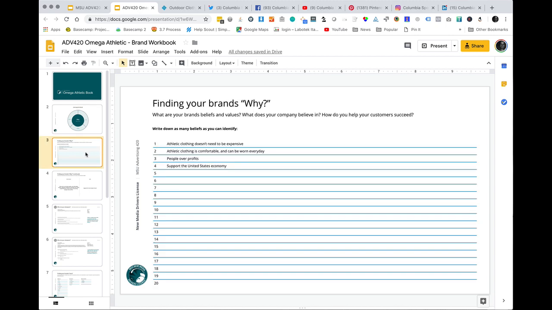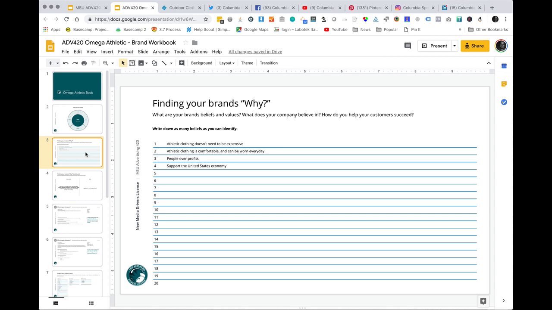So the first exercise you're going to be doing is finding your brand's why. So this is really identifying what are your brand's beliefs and values. What does the company believe in, and how do you help customers succeed? And this can be a little tricky at first, and you're going to have to brainstorm this for your brand, come up with these ideas on your own. And if you think about the brands that you love, that might be a good place to start researching to generate some ideas.